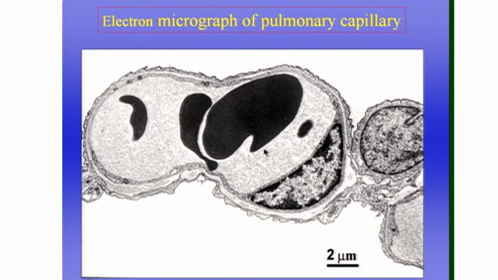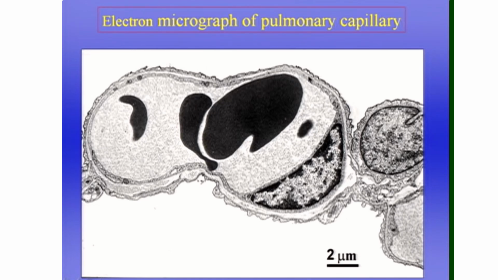Here's the capillary in the alveolar wall, which is running across the slide here, and we have alveolar gas on both sides of the capillary. Within the capillary lumen, we can see the red blood cells and also the plasma. Now, the wall of the capillary is the blood-gas barrier. Blood on one side, gas on the other. And we can see here at the top the very, very thin blood-gas barrier.